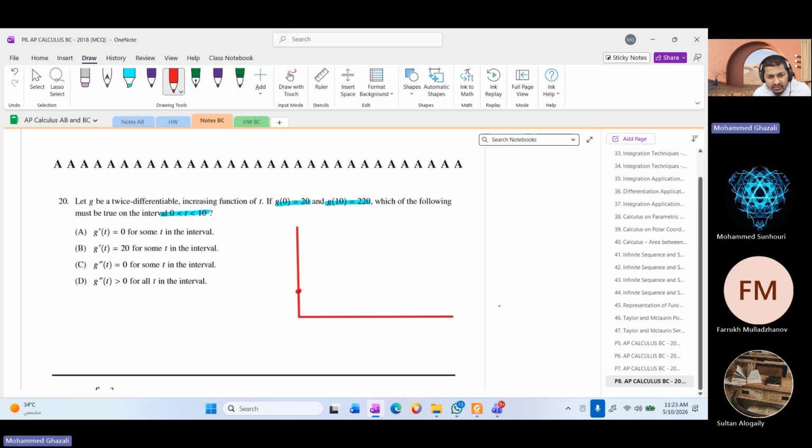G of 0 is 20. And that's 0, and this is 10. Right? G of 10 is 220. Now, this is just one possible graph that I'm drawing. There's infinitely many possible graphs. Which of the following must be true in the interval 0 to 10?